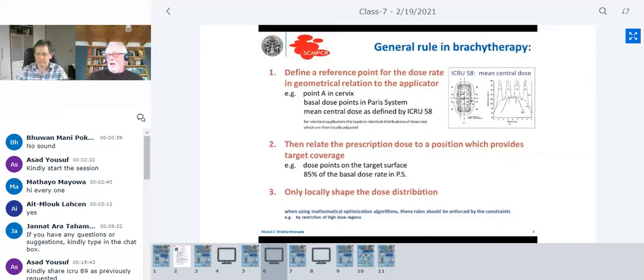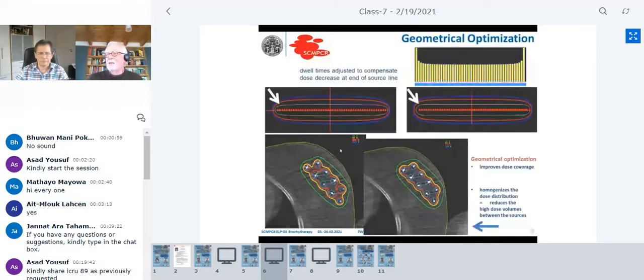This is what you do when you perform a manual optimization. You may also want to use a mathematical optimization algorithm. If you do, you should try to transform these rules into the constraints, so that the constraints enforce this. What I mean is that you should, for instance, have a constraint that restricts high dose regions at places where you don't want them. And in this way, you can also lead the mathematical optimization algorithm to provide a dose distribution as you like it.